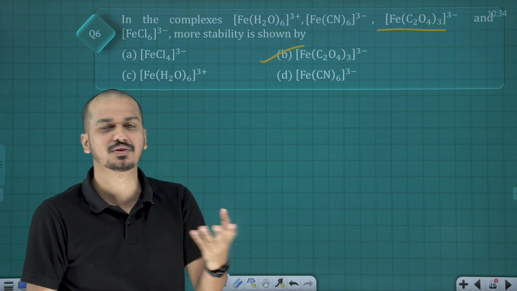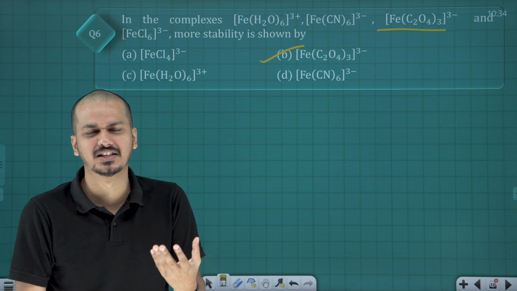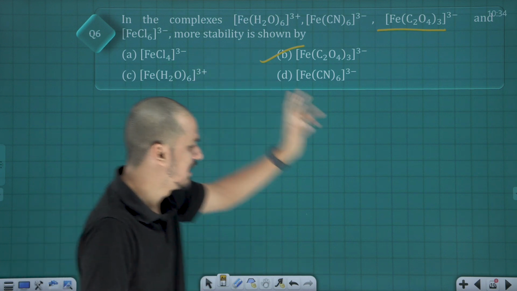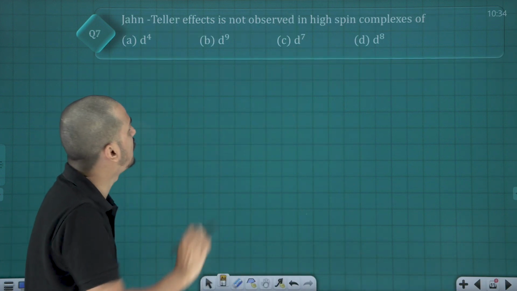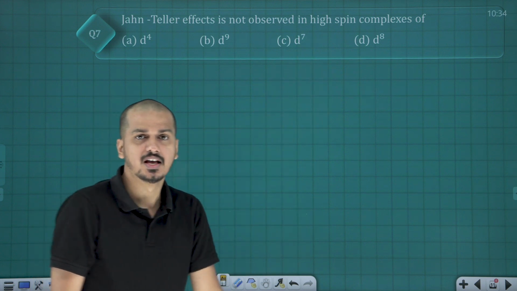How much time did it take to answer that question? 1 second. Yes, this kind of question will be there, and at that time you have to answer it easily. So the answer is B. Next question: Jahn-Teller effect is not observed in high spin complexes of.